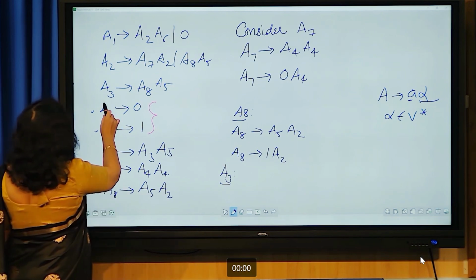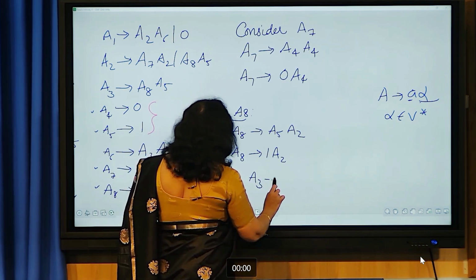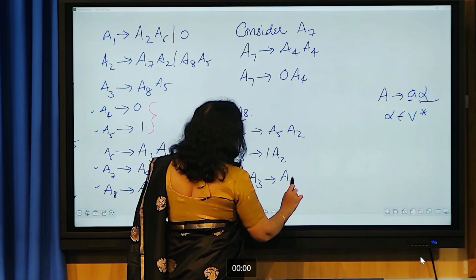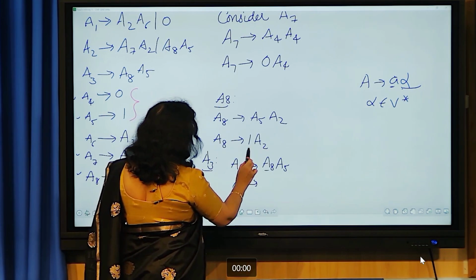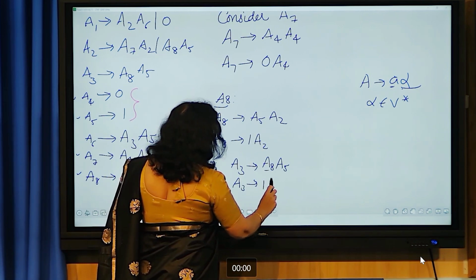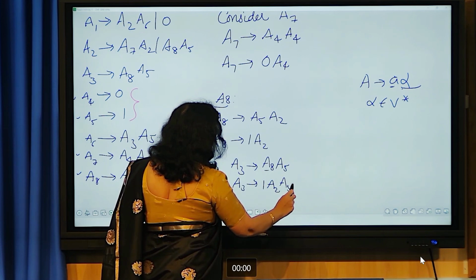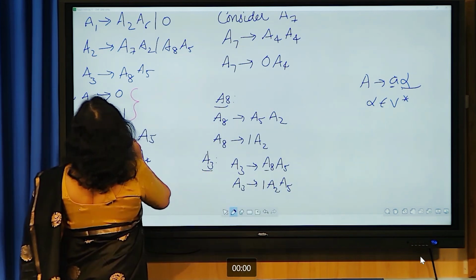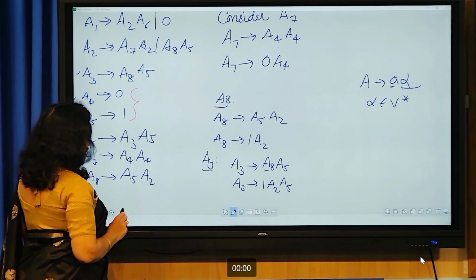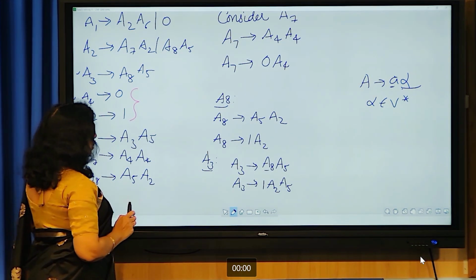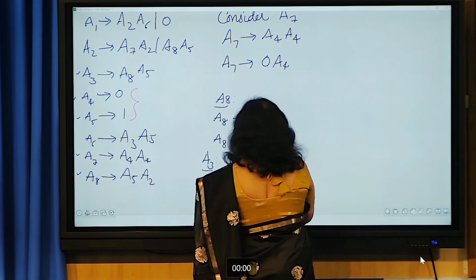So, now let me consider A3. A3 produces A8, A5. What is A8? A8 is 1, A2. It is already given. A5 I will keep as it is. So, A3 also we got in GNF now. A3 is 1, A2, A5. Now, whatever productions I get in GNF, let me go on writing them.